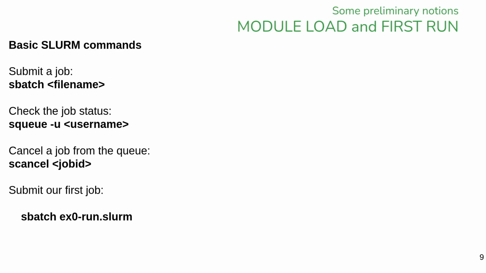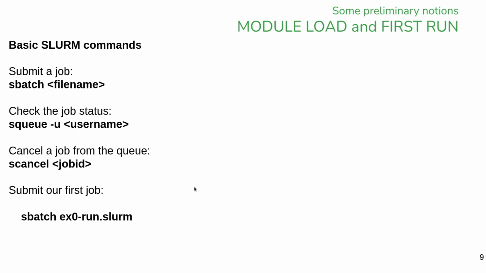Now here I show you the most common commands to use in Slurm. How to submit a job: this is the command sbatch and the name of the script. To check the status of the job, squeue -u and your username. To cancel the job if you did something wrong, you can use scancel and the job ID. You can see your job ID when you use squeue -u.